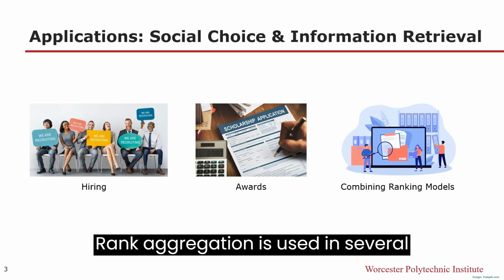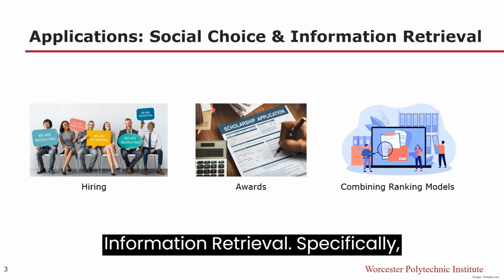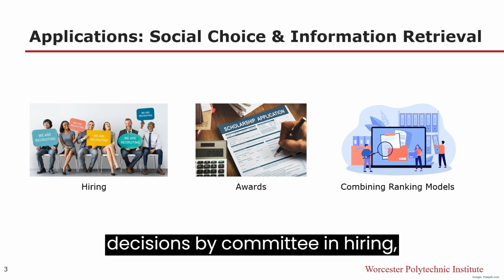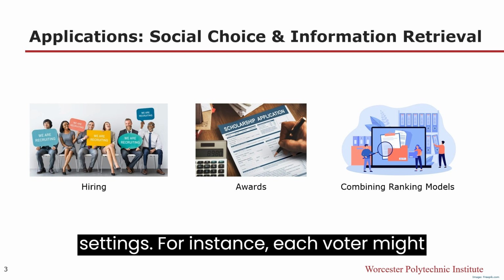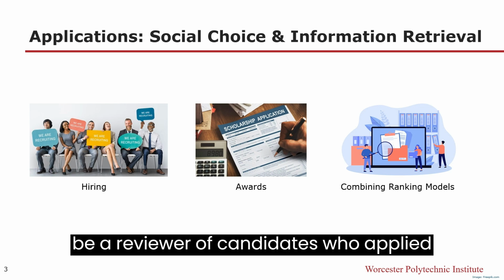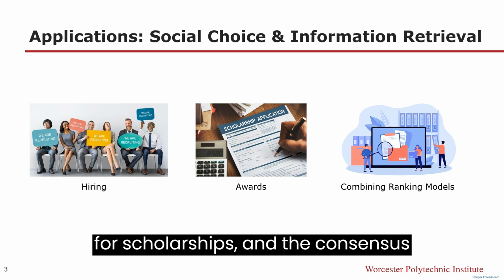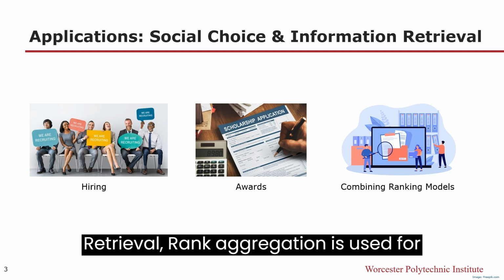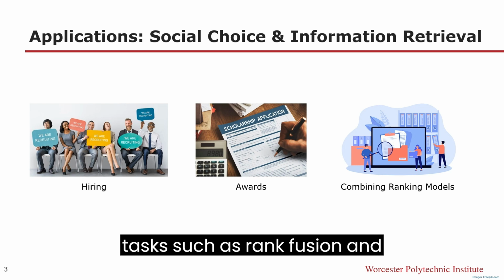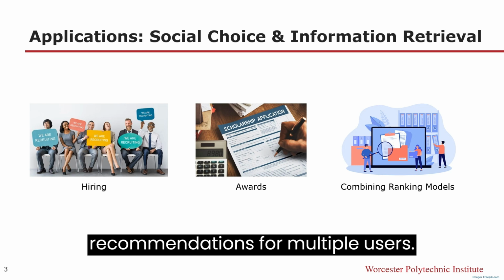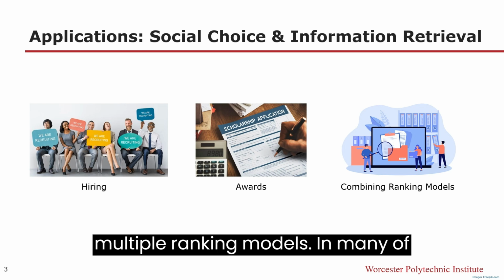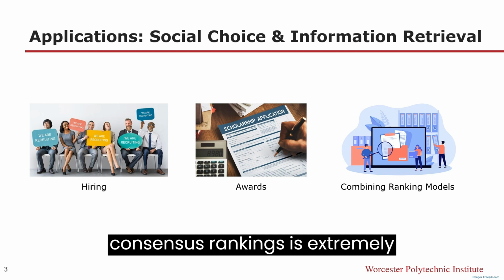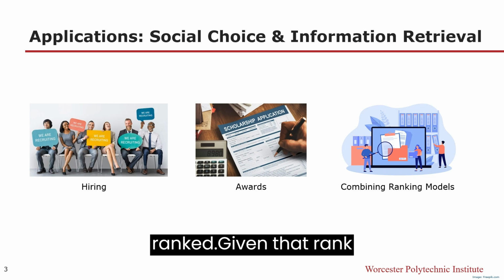Rank aggregation is used in several applications across social choice and information retrieval. Specifically, consensus rankings are used to make decisions by committee in hiring, admissions, and award determination settings. For instance, each voter might be a reviewer of candidates who applied for scholarships, and the consensus ranking determines how much money each candidate is awarded. In information retrieval, rank aggregation is used for tasks such as rank fusion and recommendations for multiple users. Both of these combine the results of multiple ranking models. In many of these instances, the order produced by consensus rankings is extremely consequential for the candidates being ranked.